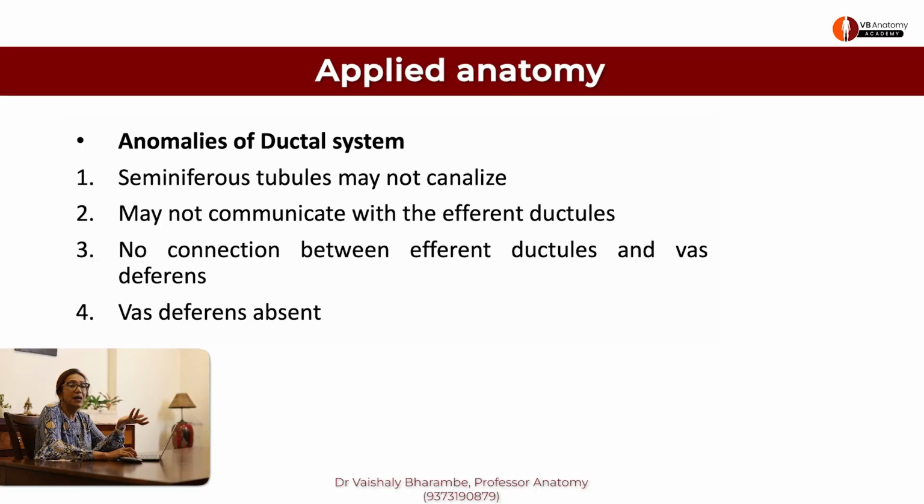Finally, there can also be anomalies of the male reproductive system per se, such as seminiferous tubules may not get canalized. The efferent ductules may not communicate with seminiferous tubules. Efferent ductules may not connect with vas deferens. There may not be a development of vas deferens. Okay, all this can happen.